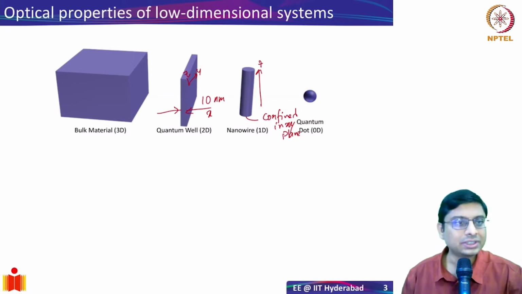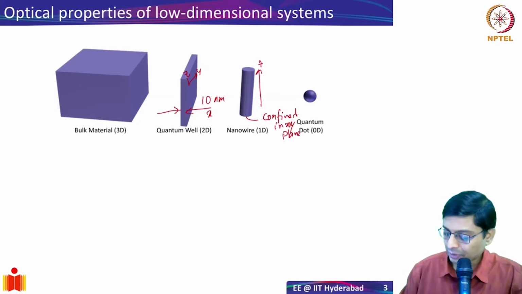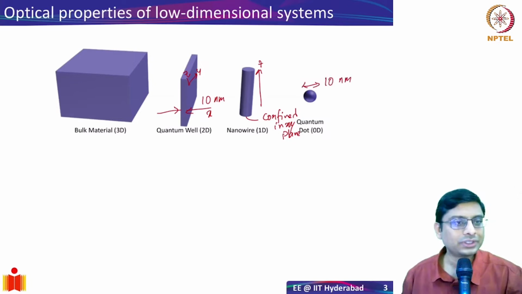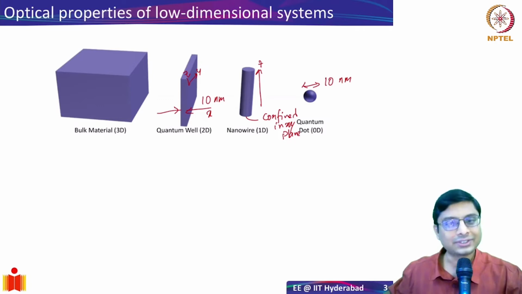A bulk structure is 3D, the regular one. A quantum well is 1-dimensional confinement. A 1D nanowire is 2-dimensional confinement. A quantum dot is 3-dimensional confinement. Essentially, the diameter of this dot could be something like 10 nanometers. So this is a confined structure. So far in the last week, we have seen the material properties, but we never really took the size of the structure into account. So this is an extension.